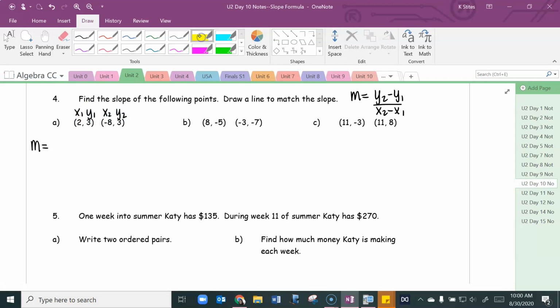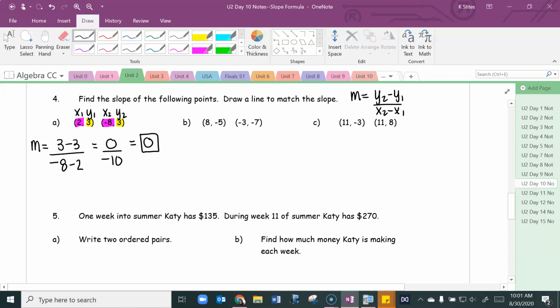So we have y2 minus y1, 3 minus 3, over x2 minus x1, negative 8 minus 2. All right, and 3 minus 3 is 0, and negative 8 minus 2 is negative 10. And what you should know is 0 divided by anything is 0. And so what this means is it says draw a line to match the slope. If your slope is 0, you should know you have a horizontal line.